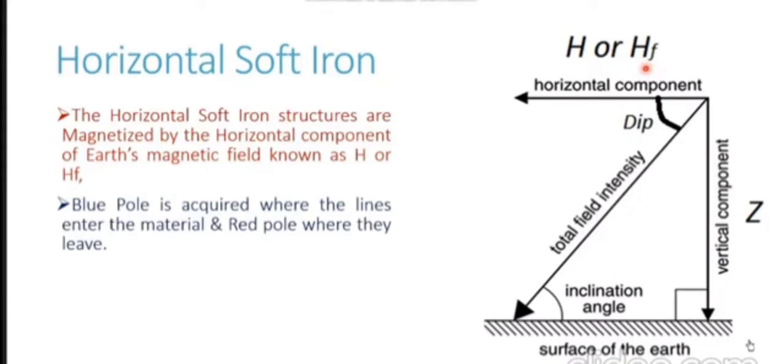Now, how is it affected? A blue pole is acquired where the lines of force enter the material, and the red pole is acquired where they leave the material. We have seen that every magnet has its two poles, the blue and the red pole. The red pole is the one from where the lines of force come out, and the blue pole is the one where the lines of force enter the magnet. The same thing applies here.